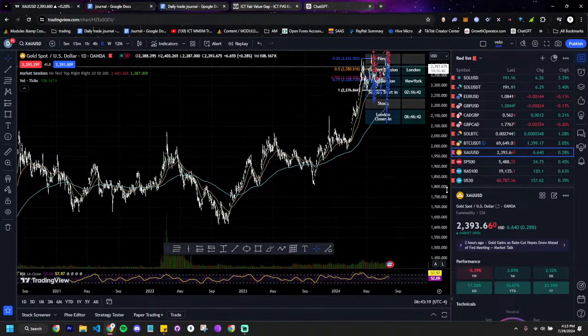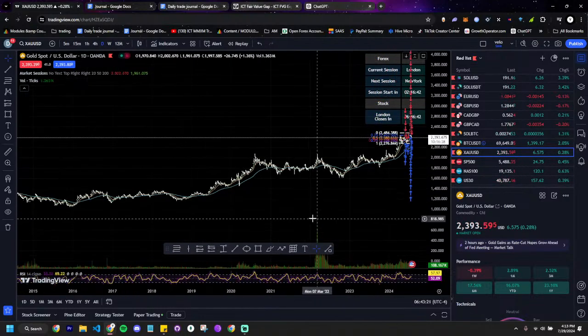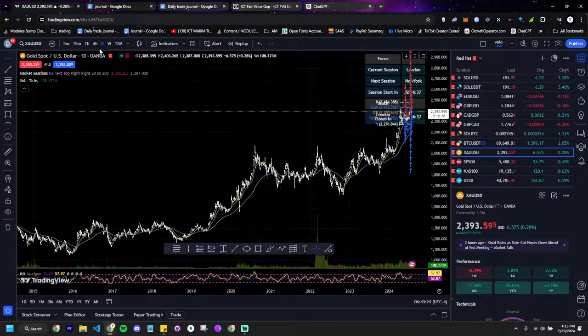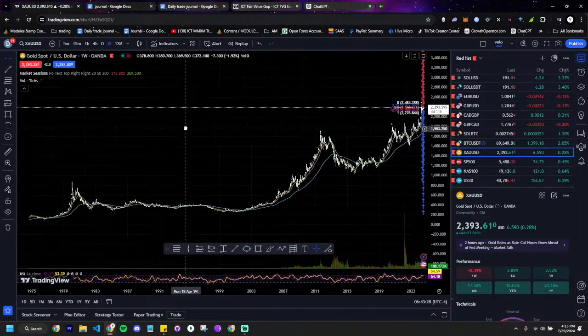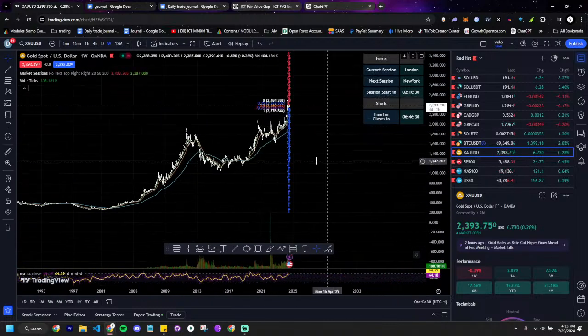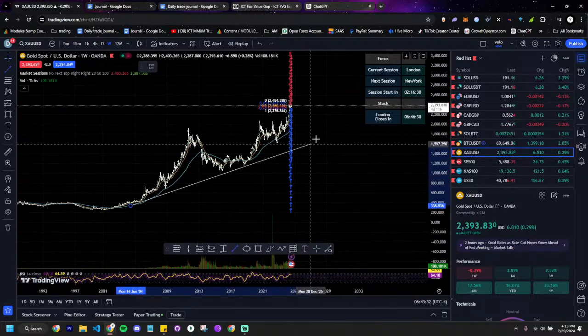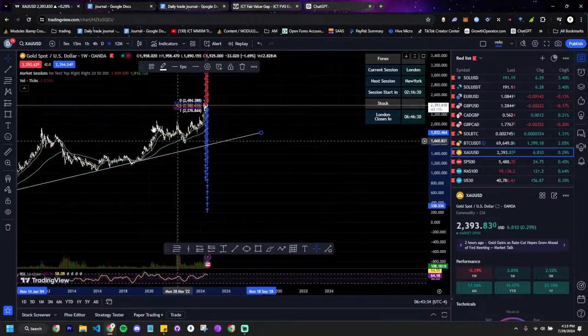But if I just zoom out a bit, let's see what sort of curve we're expecting here. For example, we seem to be consolidating. This seems to be pretty bearish. If I draw a support line right here, pretty bearish.